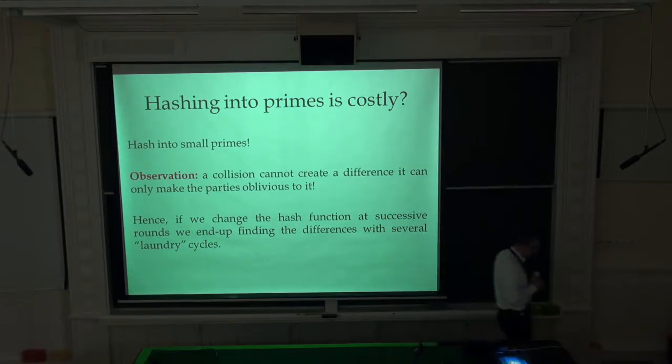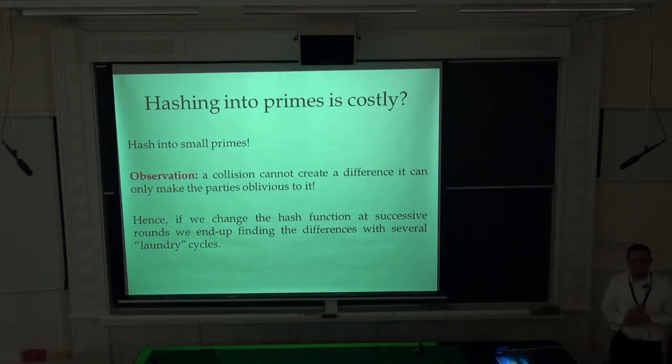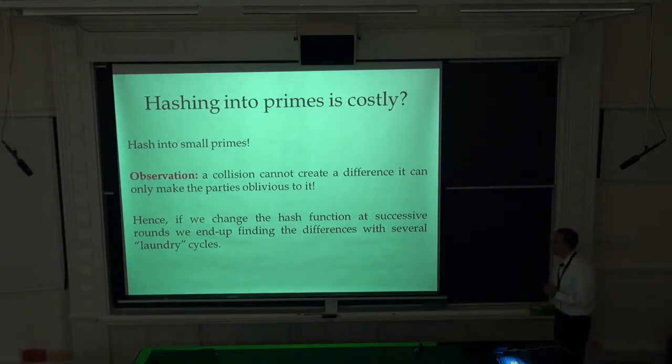So another idea consists in saying, what if I hash into small primes? If you hash into small primes, this is bad. Why? Because you can get collisions, so you can confuse files. This means that you can mistake the Explorer for some video game or something like this. But if I do this, there is an observation: if I do get a collision, it cannot create a difference ex nihilo. A collision can only make me oblivious to a difference.